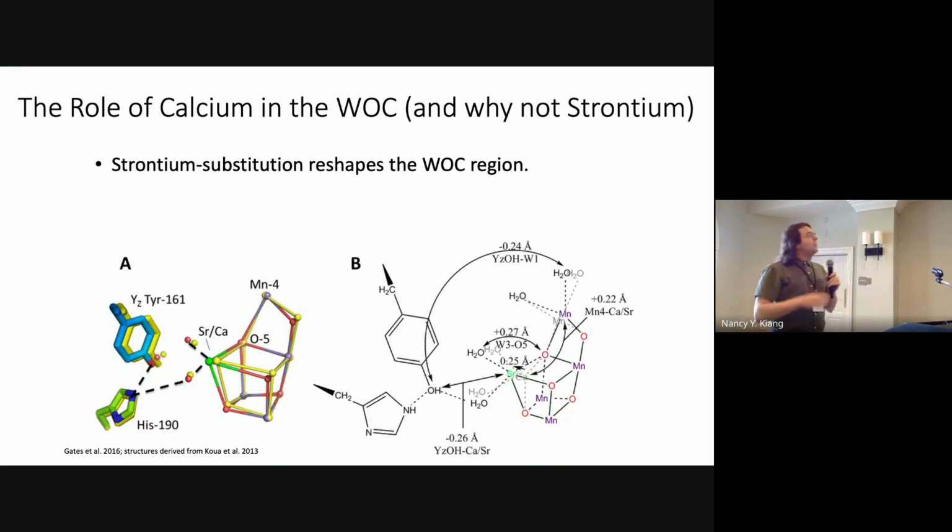Yeah. Right. So that's just to briefly touch on calcium. Calcium can only be substituted by strontium. Effectively, you can get it partially through the cycle with cadmium, which is similar in size. However, strontium is the only successful substitution that you get, and we have a structure of this from now over a decade ago, and this causes some reorganization of the oxygen evolving complex.